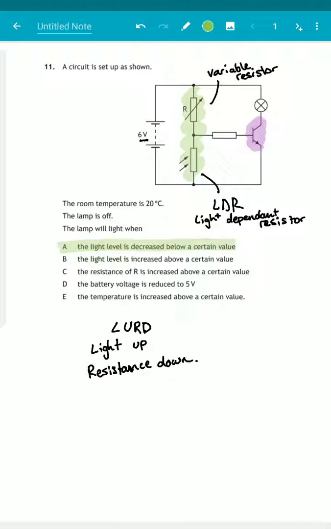When the light level is decreased below a certain value, the resistance of the LDR will increase to the point where the voltage flowing through it then flows through the transistor and turns on the bulb.